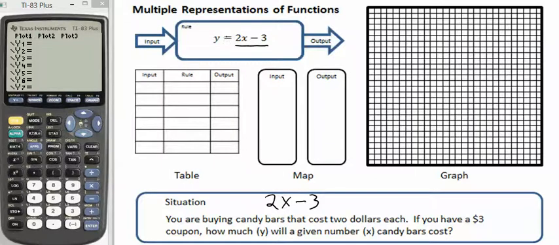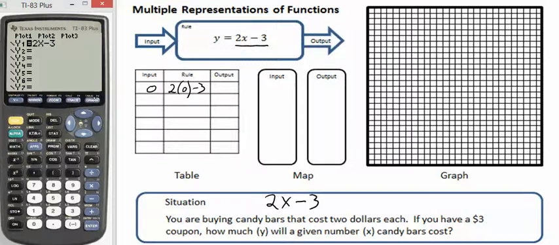Another thing is, with this situation, could we have a negative number of candy bars, or would we just start with 0? The least number of candy bars we could have is 0. So we'd go 2 times 0 minus 3. And if we didn't want to figure out all these by hand, that's okay. We can plug this in. That's why we have the calculators. 2x minus 3.